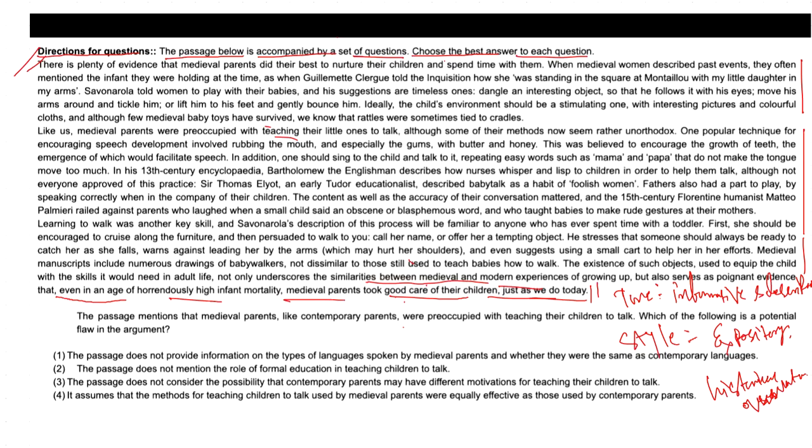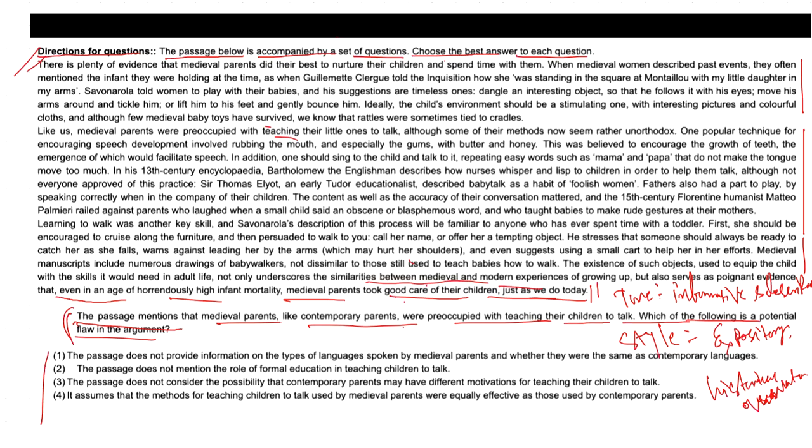If we look into the question, we can find out the question asked: the passage mentioned that medieval parents, like contemporary parents, were preoccupied with teaching their children to talk. Which of the following is a potential flaw in the argument? Right, so that is what it asks. Let's see the answer options which are given here, four options.